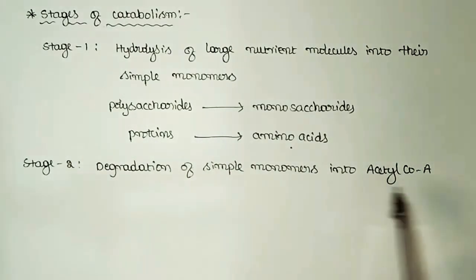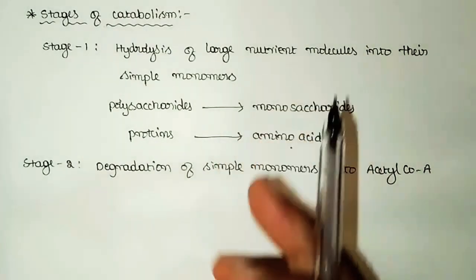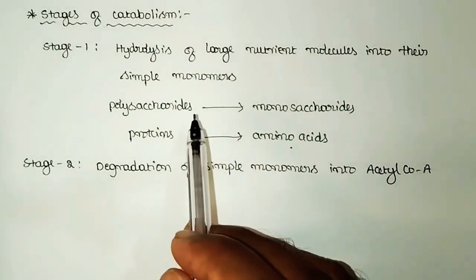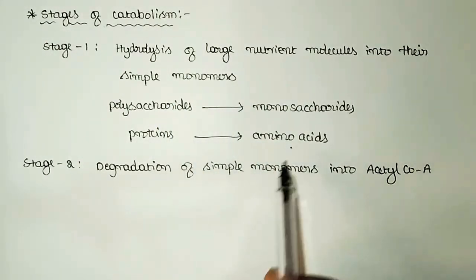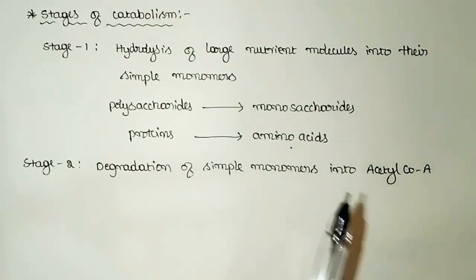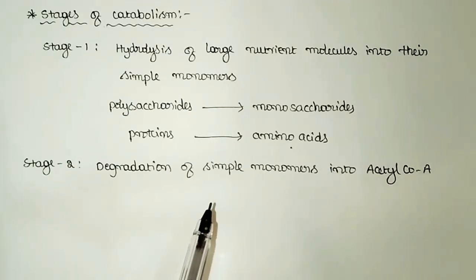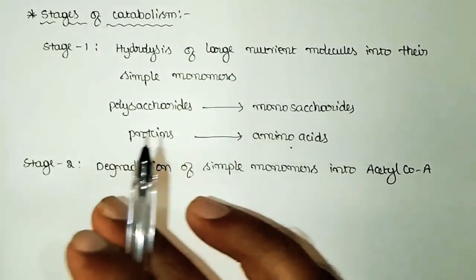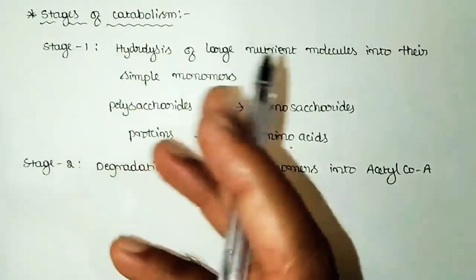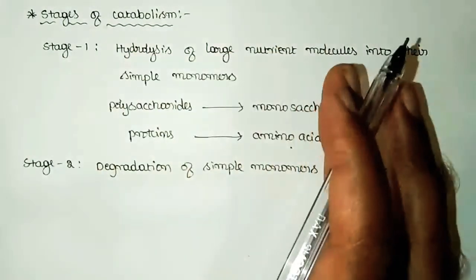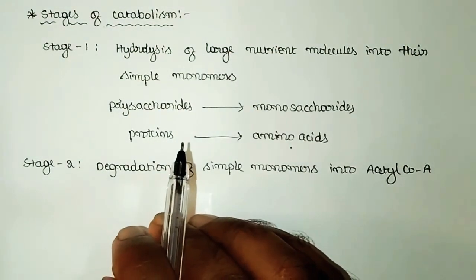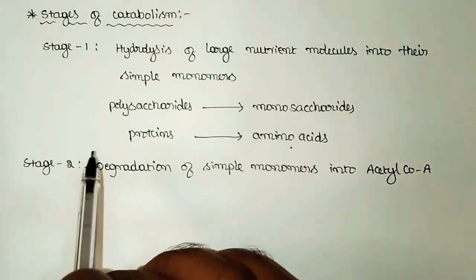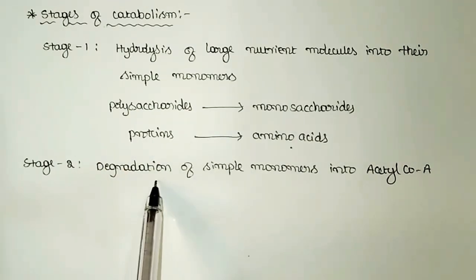And in stage 2, along with acetyl coenzyme A, a few other simple molecules will also be produced. And in this conversion, in this degradation of simple monomer units into acetyl coenzyme A, there occurs utilization of a very small amount of ATP. So you can get a doubt: we said in a previous minute that catabolic reactions are exergonic reactions. That means energy will be released during the reaction. But here I am telling you a small amount of ATP will be utilized in this step of degradation of simple monomer units into acetyl coenzyme A.